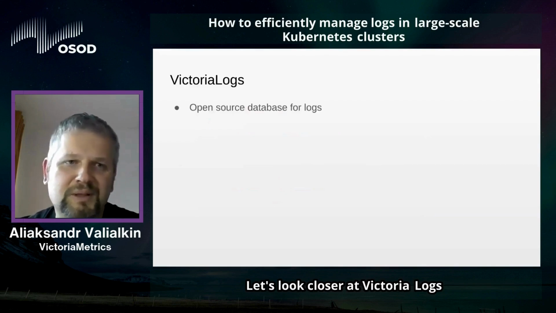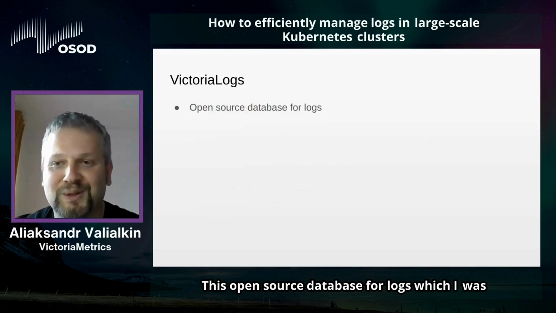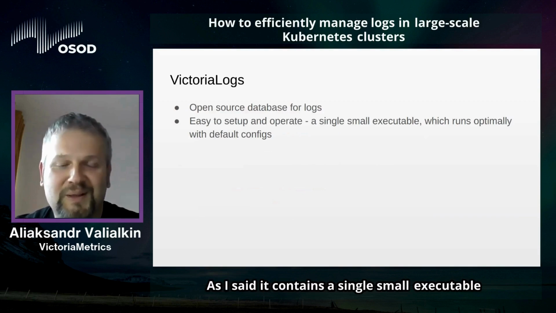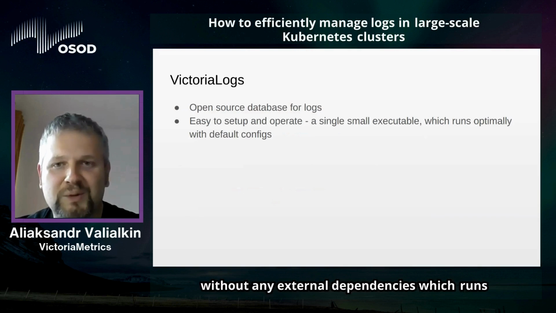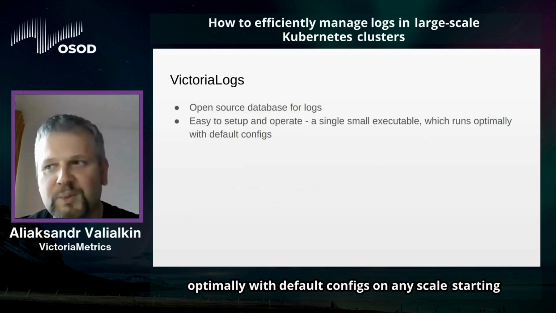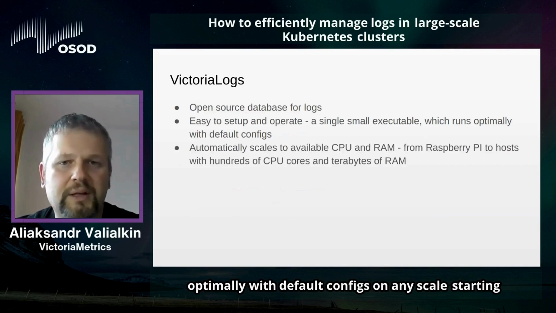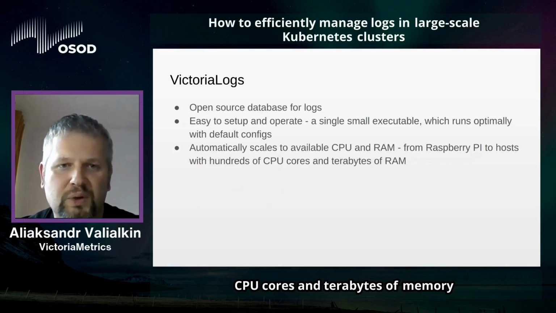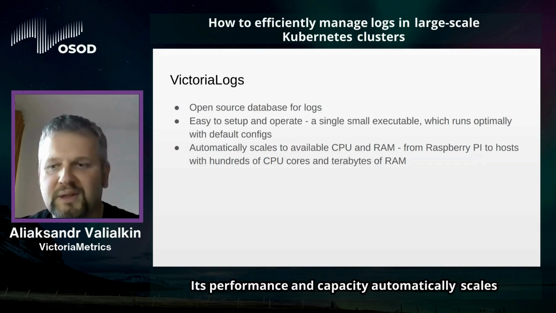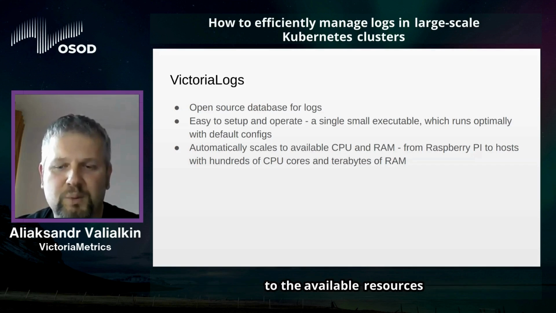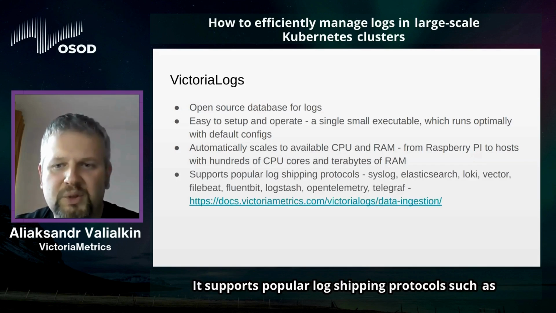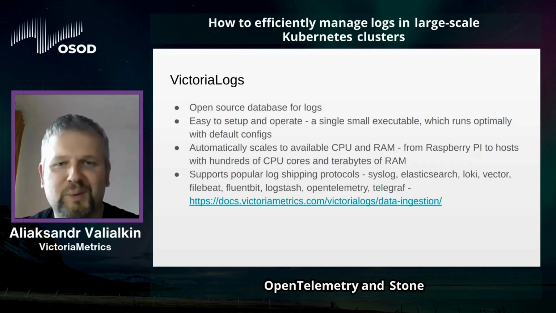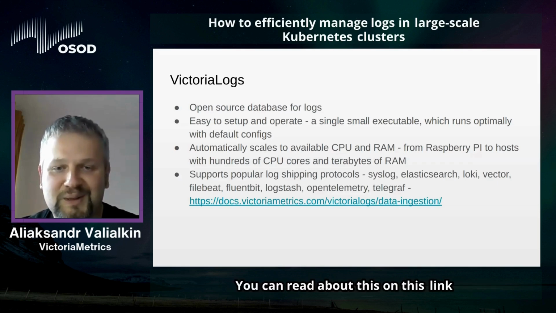Let's look closer at VictoriaLogs. This is an open source database for logs, which I'm working on right now. It is very easy to set up and operate, as I said. It is a single small executable without any external dependencies, which runs optimally with default configs at any scale, starting from a Raspberry Pi to computers with hundreds of CPU cores and terabytes of memory. Its performance and capacity automatically scale to the available resources. It supports popular log shipping protocols such as syslog, Elasticsearch, Loki, Vector, Filebeat, OpenTelemetry, and so on. You can read about this at this link.